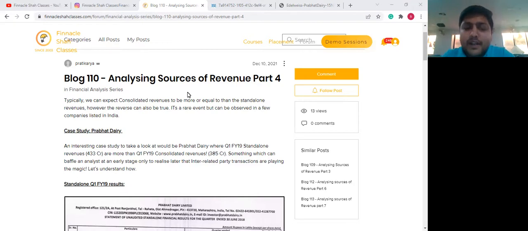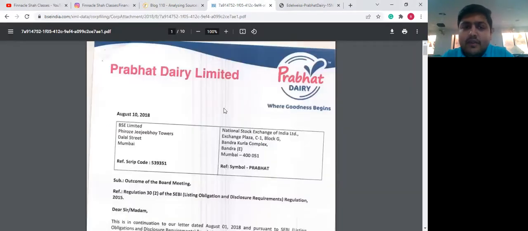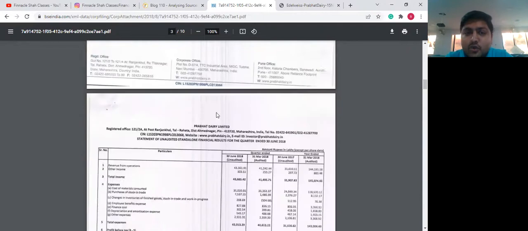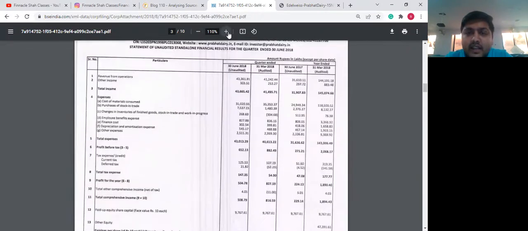The case study here is Prabhat Dairy. Prabhat Dairy is into procuring milk, creating dairy products, and eventually selling those products outside. I have a quarterly financial statement announcement here, because in quite a lot of quarterly figures, Prabhat Dairy had lesser revenues in consolidated as compared to revenues of standalone figures. Let me show them to you so that you can take a look.